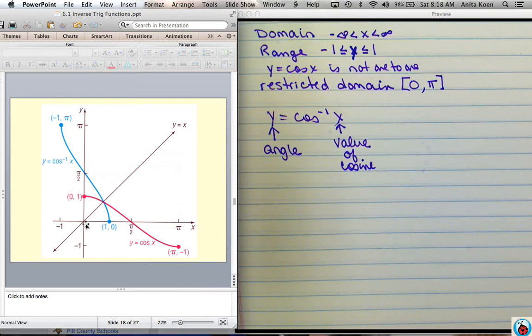Now, I'd like for you to think for a moment about this point right here and see if you can tell me what that point would be. What would be the coordinates of this point right here? Remember, we're talking about the cosine of x. See what you can come up with, give that a little bit of thought, and we'll talk about that when I come back.